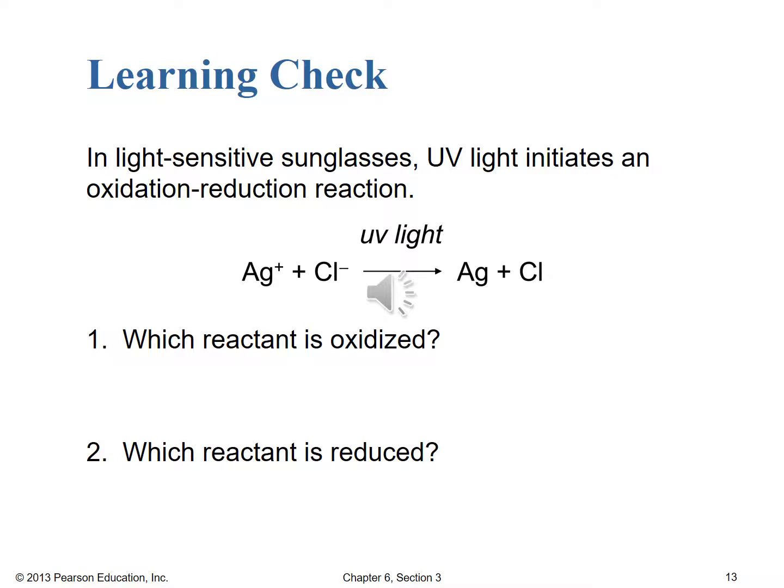First, however, let's follow up with another learning check. In this example, we're looking at light-sensitive sunglasses. You've probably seen them on the market. They've been around for some time. The UV light initiates an oxidation reduction reaction where silver ion and chloride ion are reacted in the presence of UV light to form silver metal and chlorine atom, a chlorine radical actually, because we know chlorine should be a molecule, Cl2. So your challenge here, identify which reactant is oxidized and which reactant is reduced. Please pause the video now, make your selection, and then start it back up to see how you did.